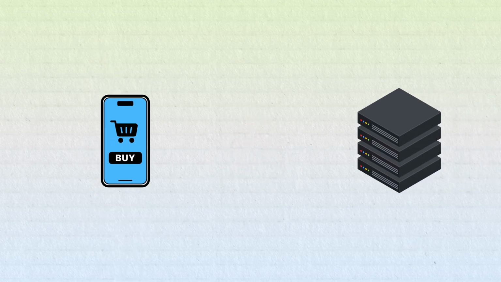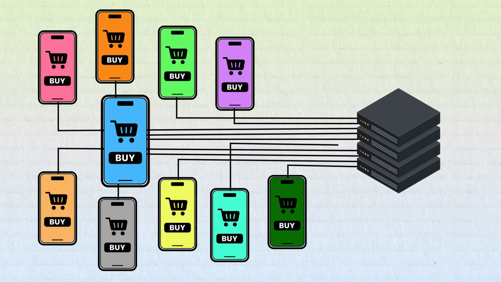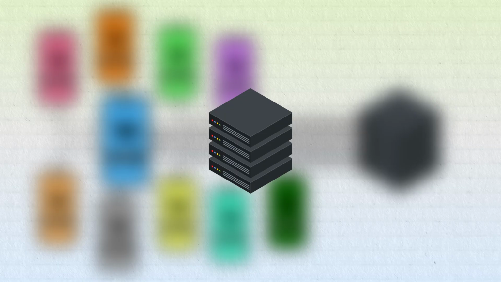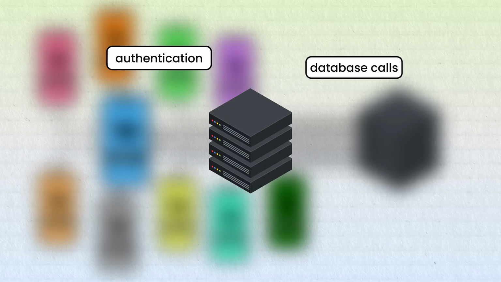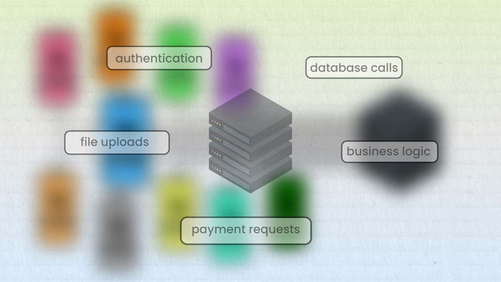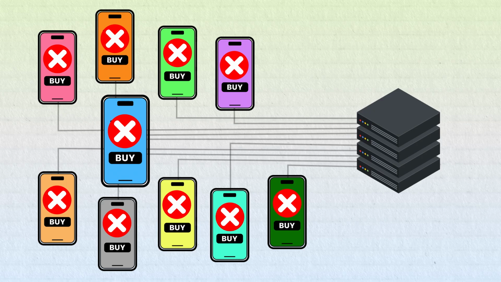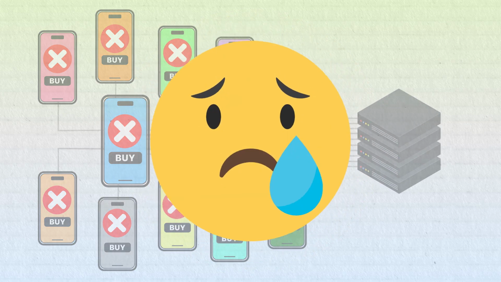Imagine your app is an online store. A user opens the mobile app, the app calls your backend. Now imagine thousands of users doing that at the same time. If all requests go to one Spring Boot instance, that one server has to handle everything: database calls, authentication, business logic, file uploads, payment requests, and more. At some point, the server says, I can't handle this anymore. The response becomes slow. Some users get errors, some requests time out, and eventually your app feels broken.